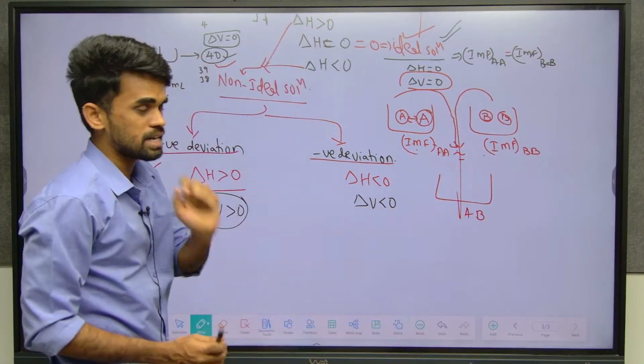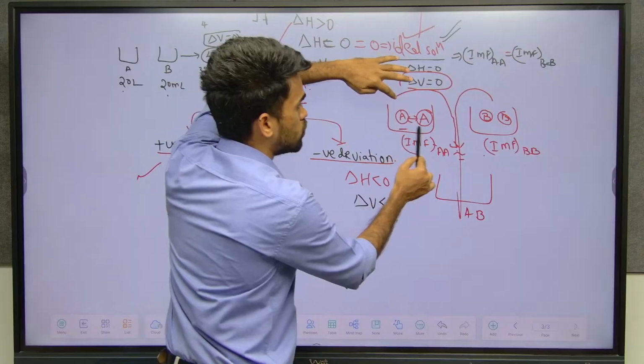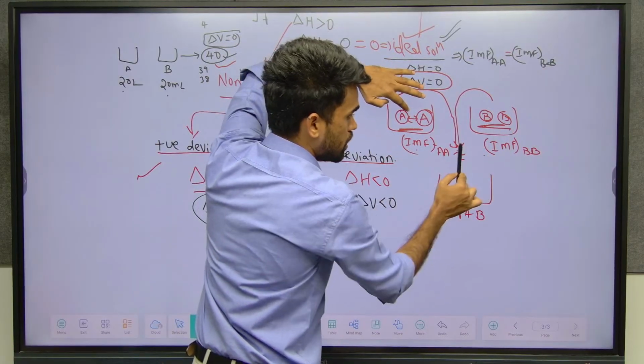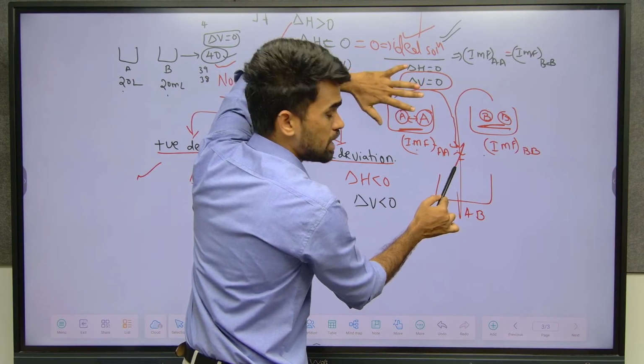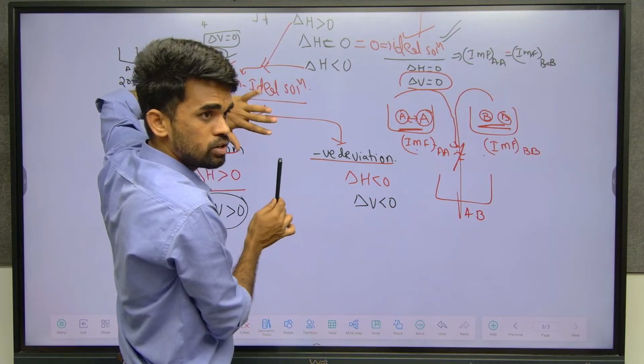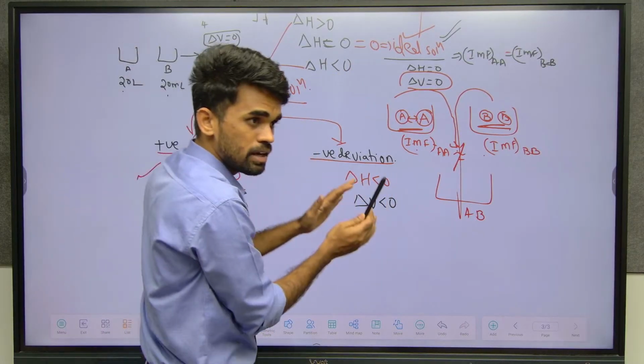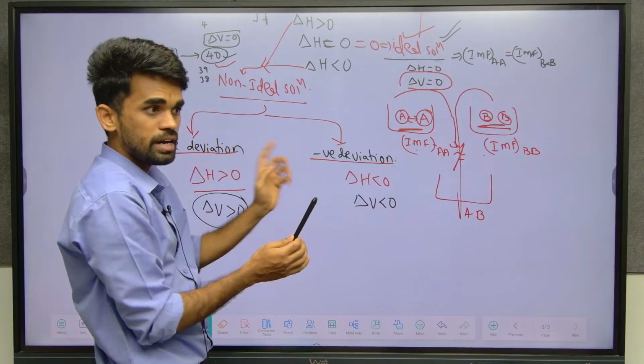Okay. Now, what is the next condition I am saying? If intermolecular forces between these two are not the same, then definitely there will be a change in the volume. Yes or no? Either it will be lesser or it will be greater. Then we will get non-ideal solutions.